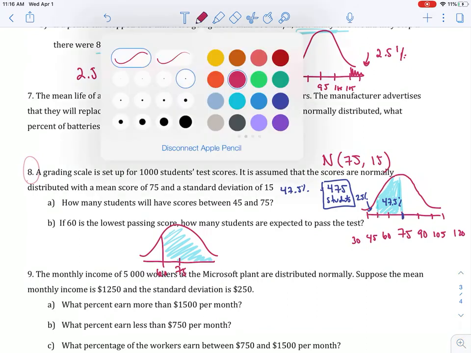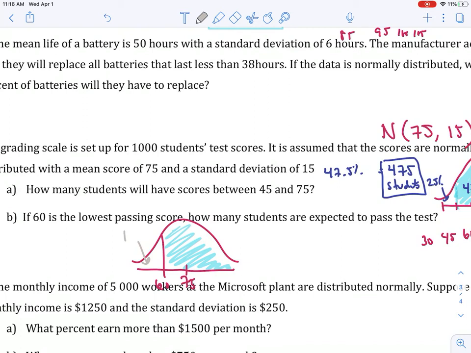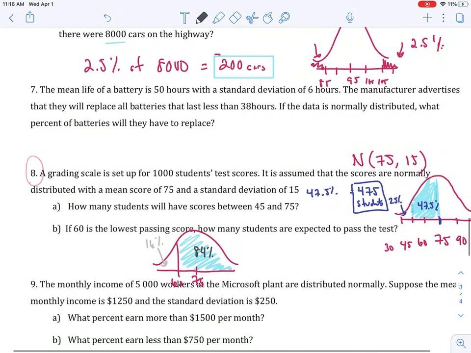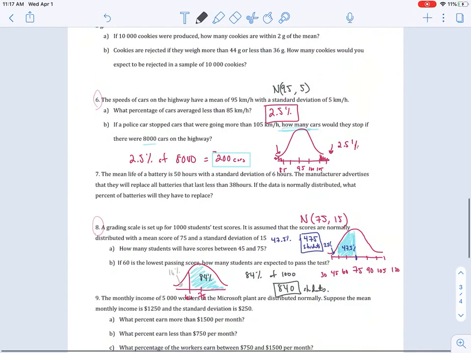I know that there's 16% in this tail. Which means 100% minus 16% leaves you with 84% in this part. I expect 84% of them to pass. 84% of 1,000 students are going to pass. In other words, 840 students are going to pass.